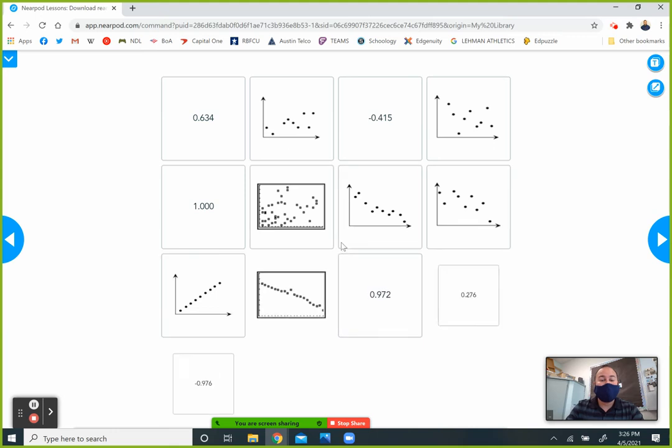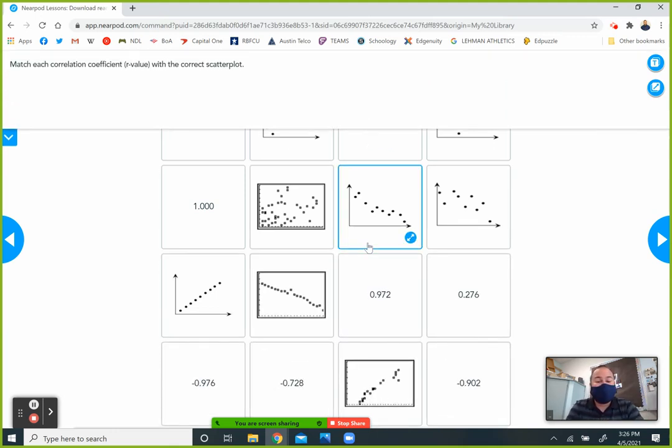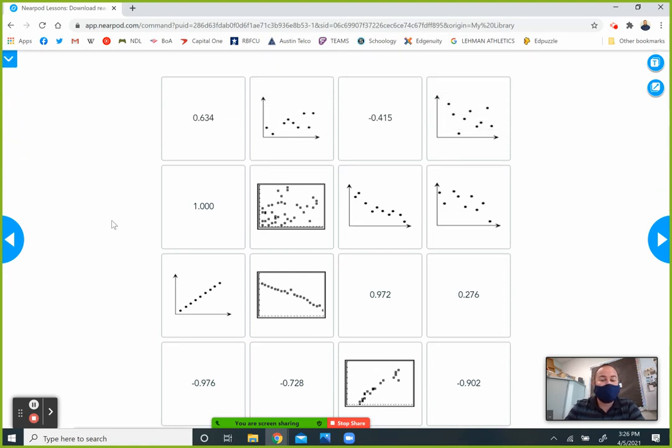All right. I'm going to help you guys start out. We're going to match each correlation coefficient. Remember, R value is the correlation coefficient with the correct scatter plot. Let's start out with the strongest one, though. 1. Okay, 1 is the strongest one. So this is the strongest one, and it's got to be positive, which means it's going up. Which one of these has to be 1?